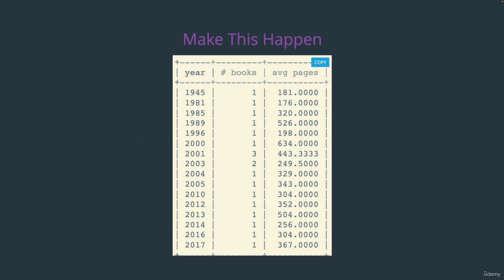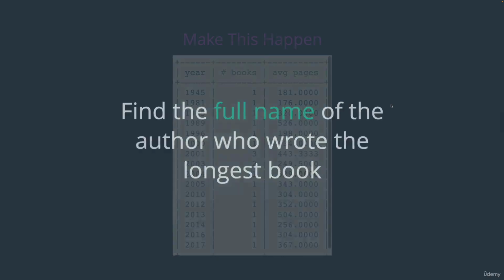And then finally, the last exercise here is to make this happen, what you see on the screen. So we have each release year, how many books were released in that year, and the average number of pages in those books. So you'll do another group by, right, by the year, and then you'll count up and average things and make sure you have this text show up as well using an alias or aliases.